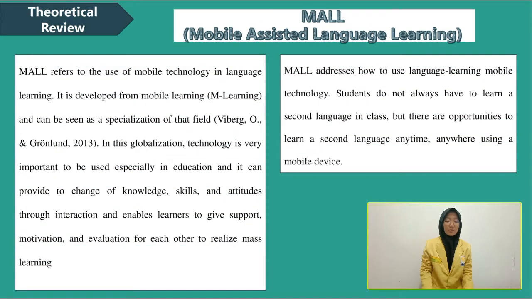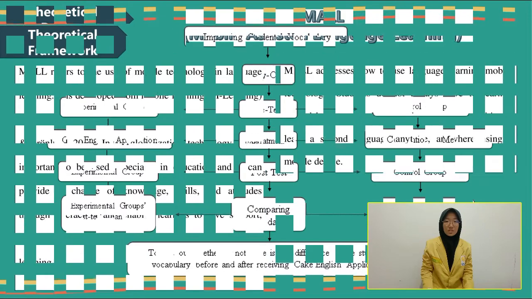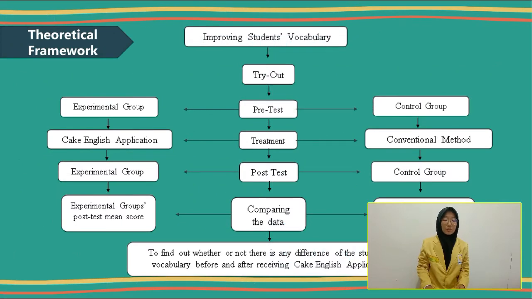Next is MALL, Mobile Assisted Language Learning. It refers to the use of mobile technology in language learning. It developed from mobile learning and can be seen as a specialization of that field, based on Viberg and Grönlund, 2013. In this globalization, technology is very important, especially in education. It can change knowledge, skills, and attitudes through interaction, and enables learners to get support, motivation, and so on. MALL addresses how to use mobile technology for language learning, so the students will enjoy learning language.